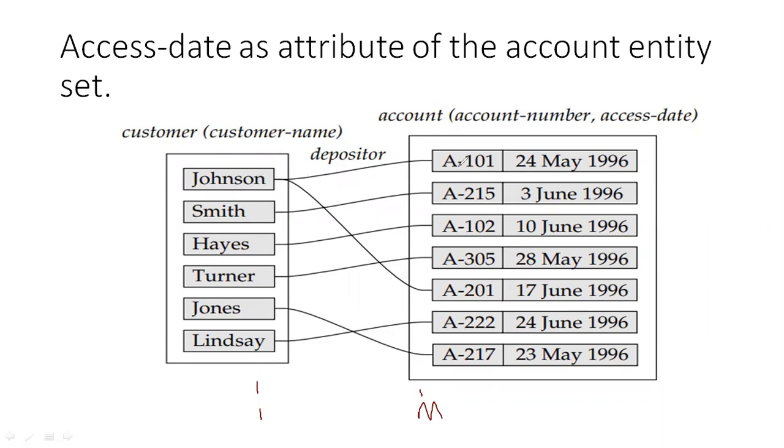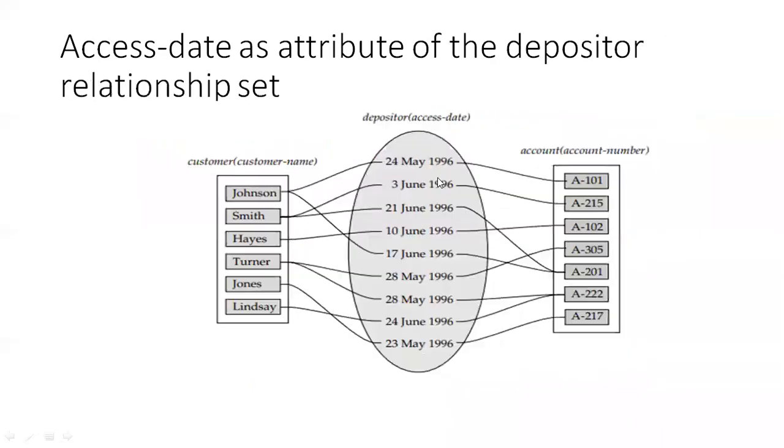For one-to-many, John is accessing account A101 on 24th May 1996, and John is accessing account A201 on 17th June 1996. So this is one-to-many. Now Smith is accessing account A215 on 3rd June 1996, which is one-to-one. So one-to-one and one-to-many are possible if access date is an attribute given to the account only. Let us see the second scenario.